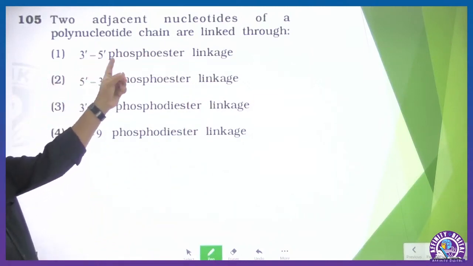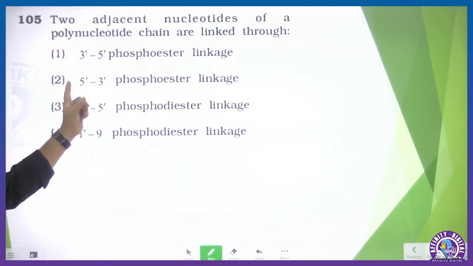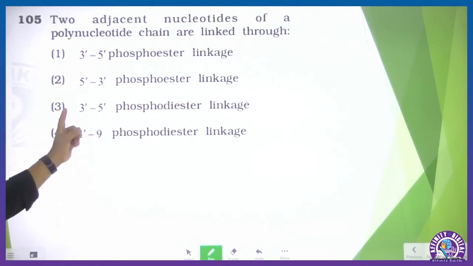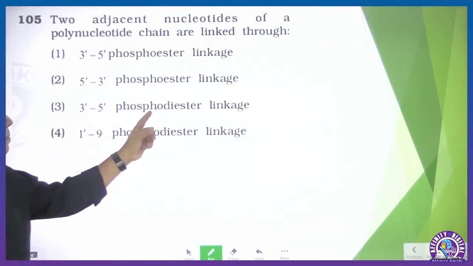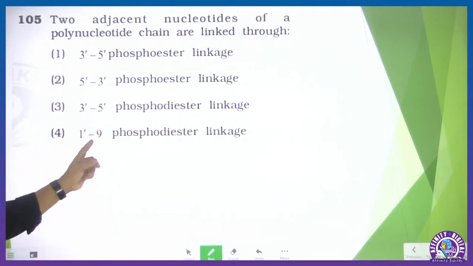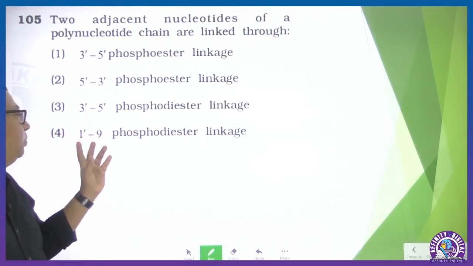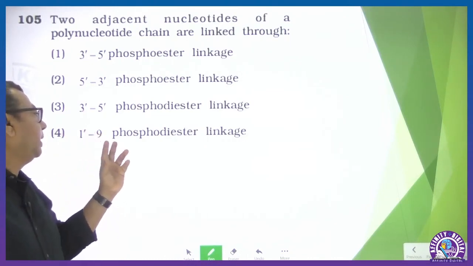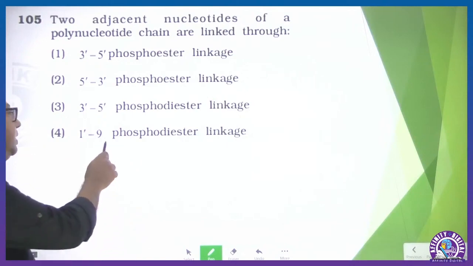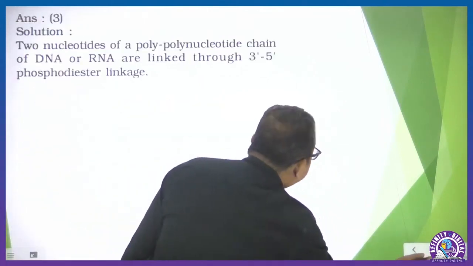3 prime to 5 prime phosphoester linkage diya hai. Option 2 mein 5 prime to 3 prime phosphoester linkage hai. Aur option 3, 3 prime to 5 prime phosphodiester linkage hai. To answer hoga ye. Ye to glycosidic bond ka hai, between any purine and any pentose sugar of nucleases. ये आंसर नहीं है, तो आंसर होगा ऑप्शन नंबर 3.